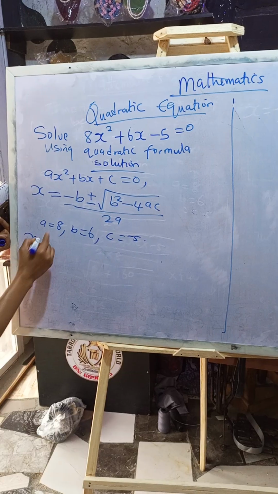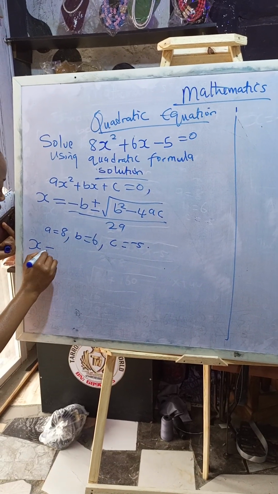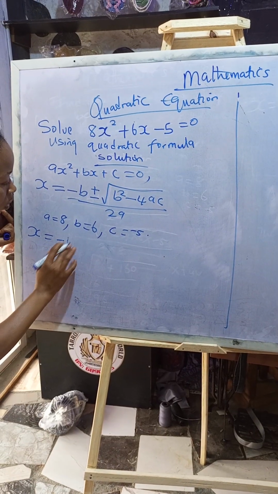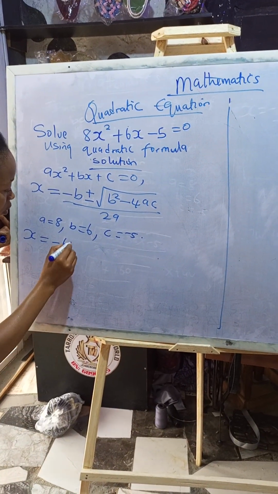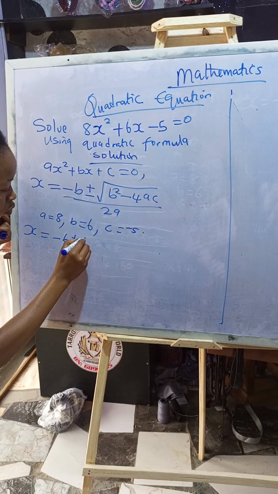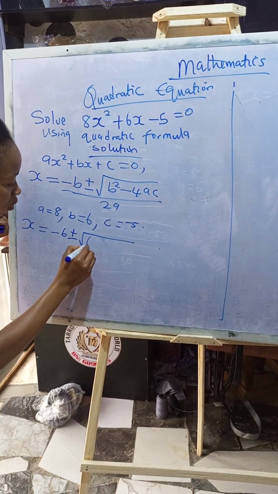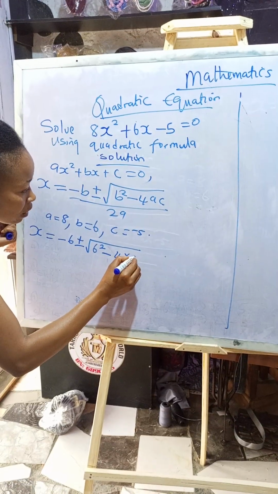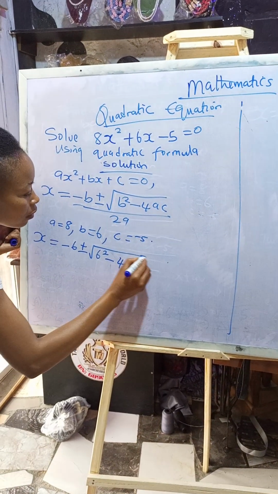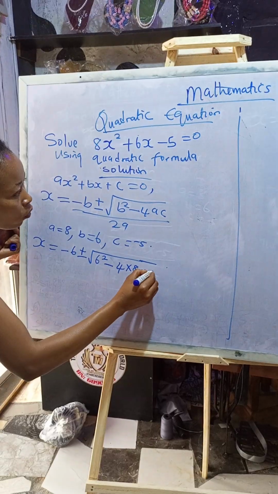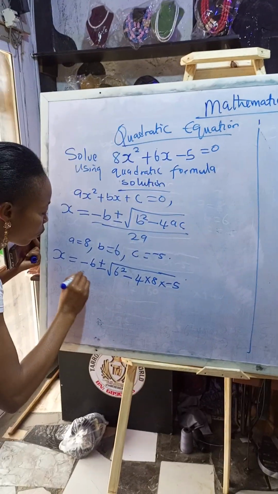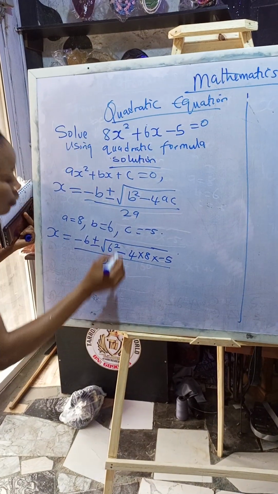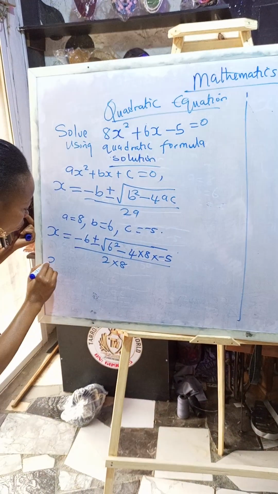So we input all this into the formula. So I have, minus b is what? I have minus 6 plus or minus square root of, what is b? 6 squared minus 4 times, what is a? A is 8, times, what is c? Minus 5, all over 2 times, what is a? A is 8.